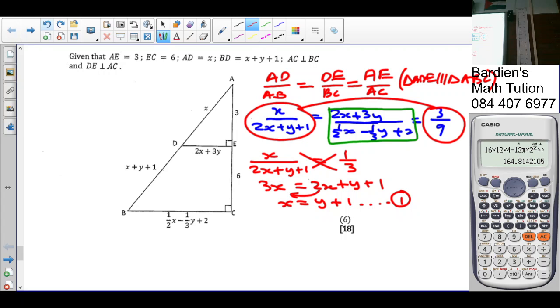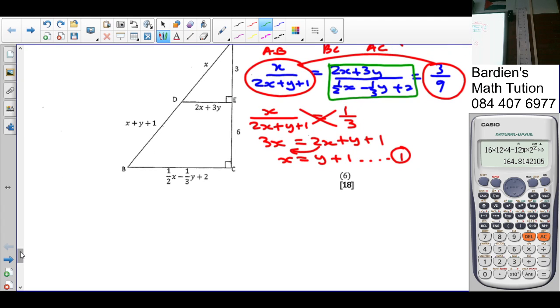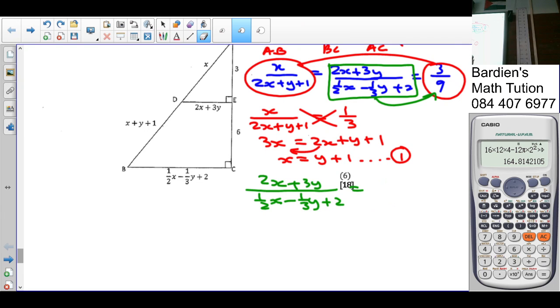On the other hand, what do we do? We also say now that 2x plus 3y over a half x minus a third y plus 2 is also equal to 3 over 9. But what is 3 over 9 equal to? A third. So I replace that with a third. So, okay?